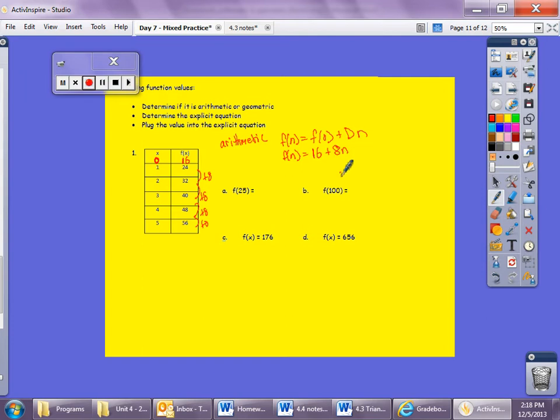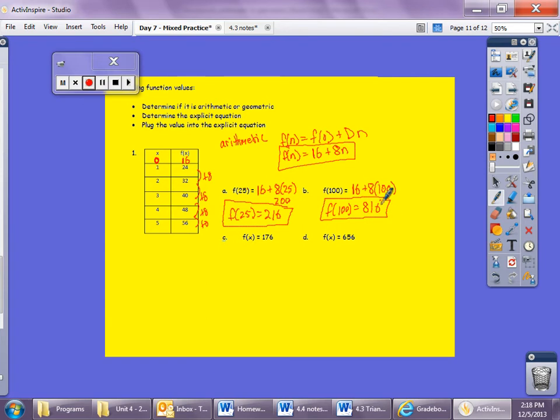And now we can just plug the value in. So we have our equation. And now we just plug 25 in for n. So f of 25 is going to equal 16 plus 8 times 25. 8 times 25 is 200. 200 plus 16 is 216. For b, f of 100 is going to equal 16 plus 8 times 100. So 8 times 100 is 800. 800 plus 16 is 816.